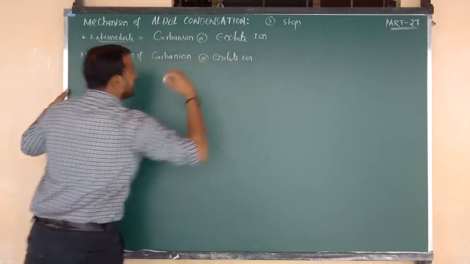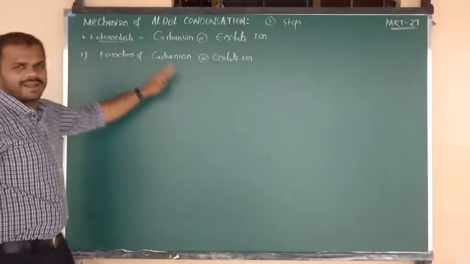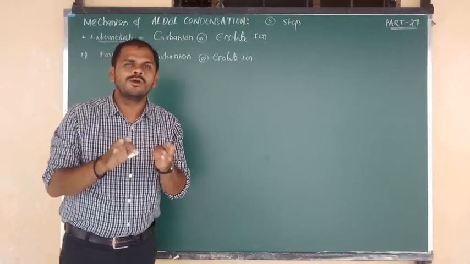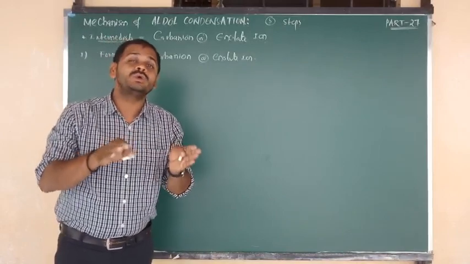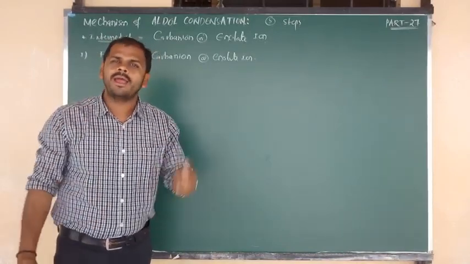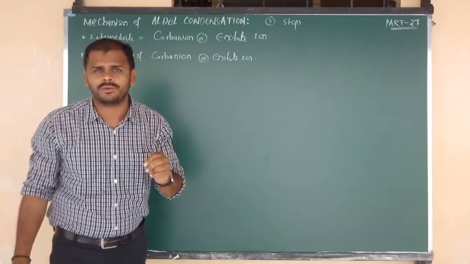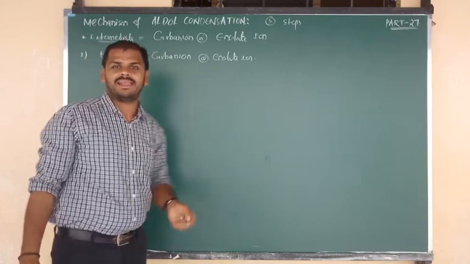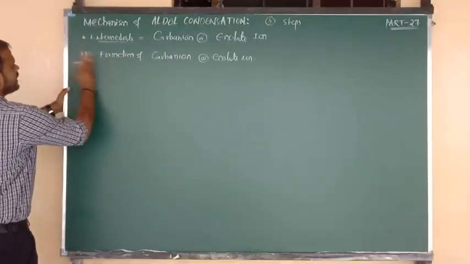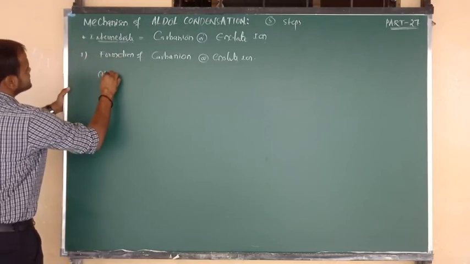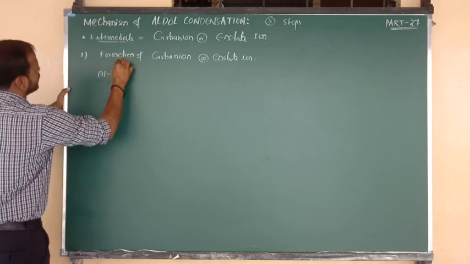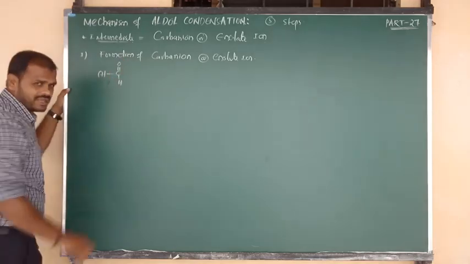Now, I told you about aldol condensation in the last class. This condensation takes place between two same moles of aldehyde or two same moles of ketone. We have taken the example of 2 moles of acetaldehyde. What is the formula of acetaldehyde? Acetaldehyde is CH3 bonded to C double bond O bonded to H.